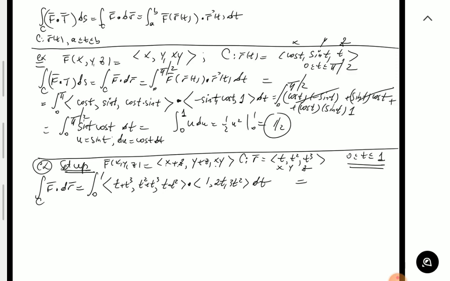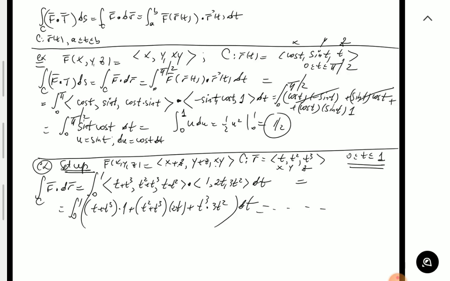And obviously make sure you do the dot product first. t plus t cubed times 1, plus t squared plus t cubed times 2t, and then plus t times t squared, that's t cubed, times 3t squared, and the whole thing becomes a Riemann integral dt. We're not going to compute this because, although it's not totally impossible, I just wanted to focus on the actual setup.